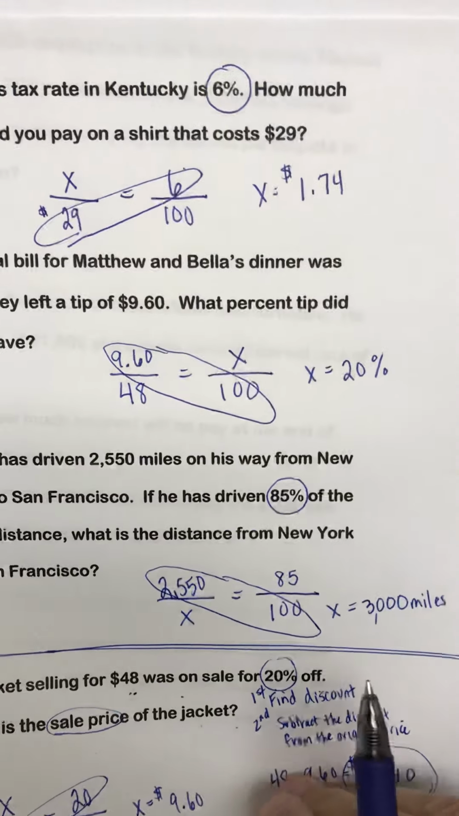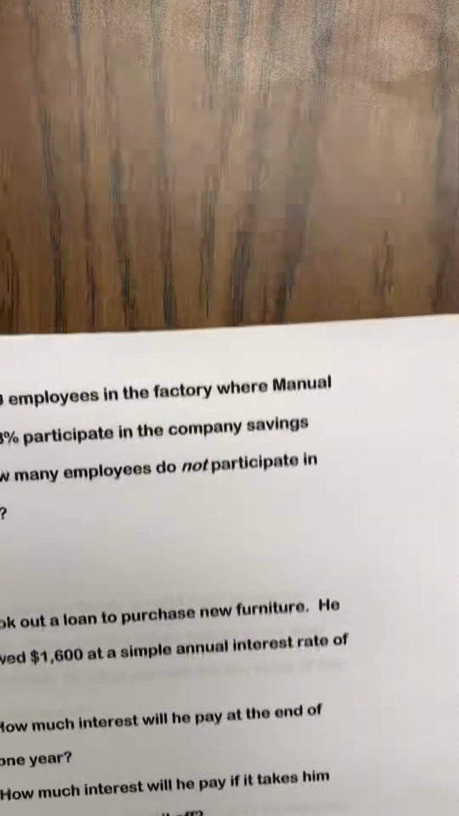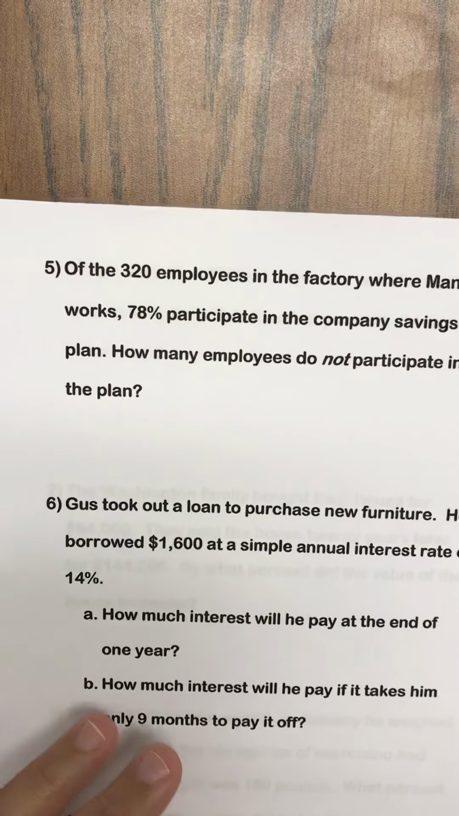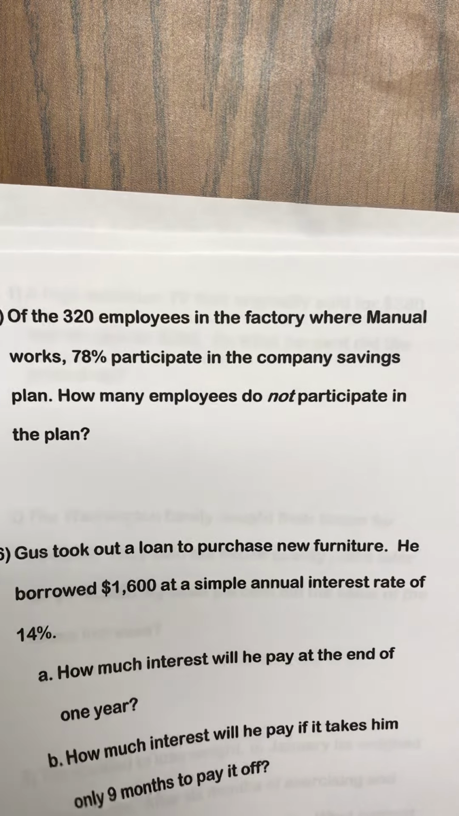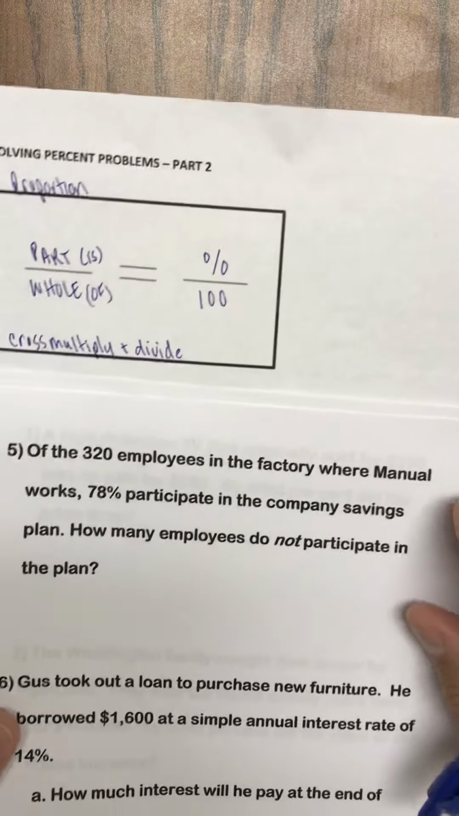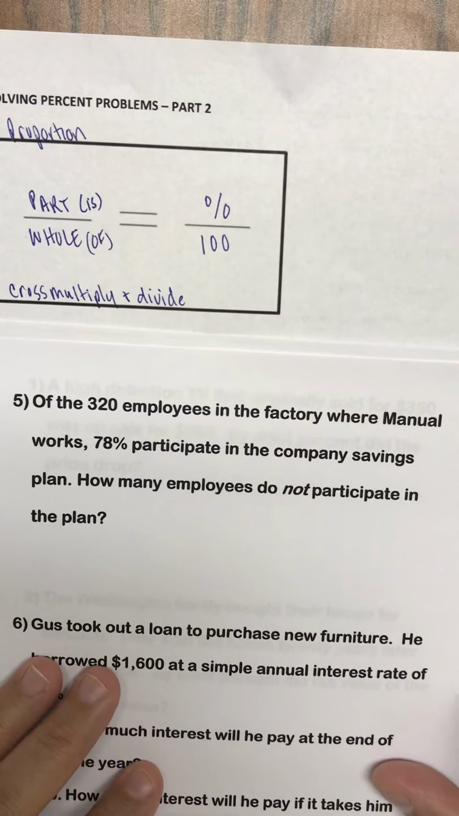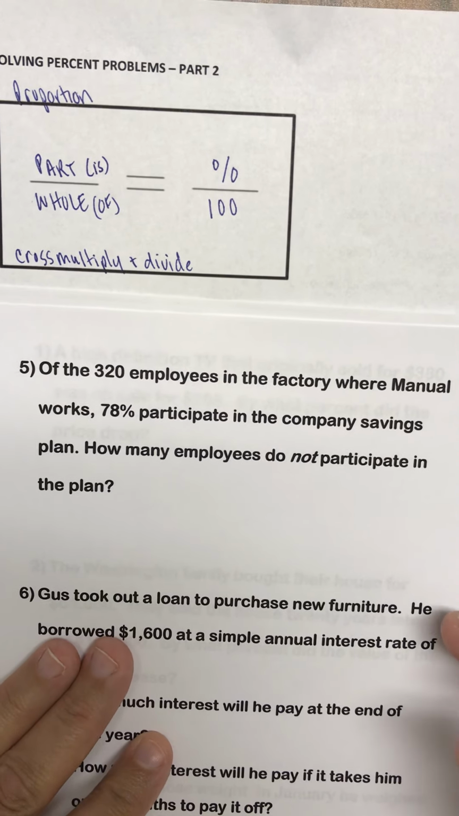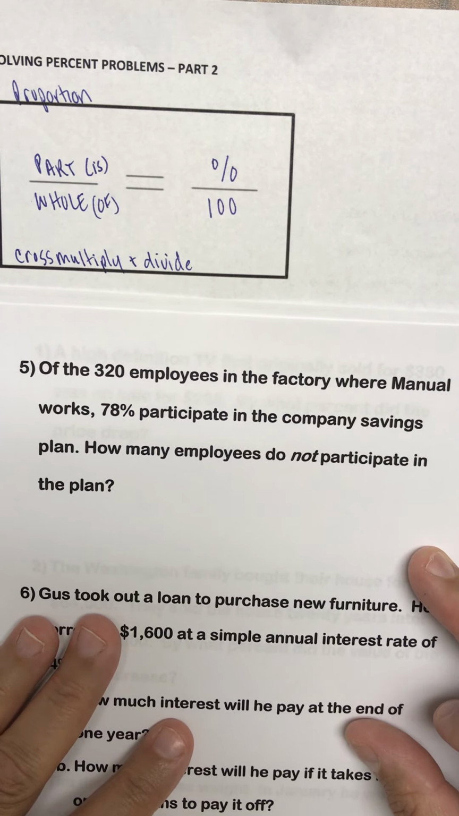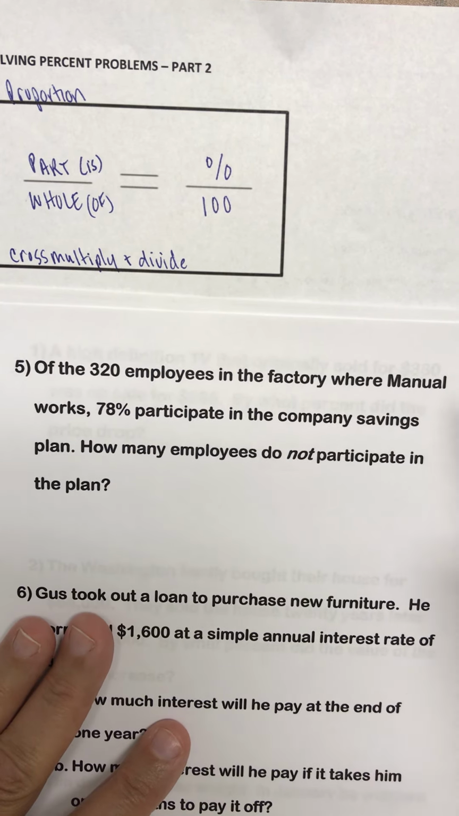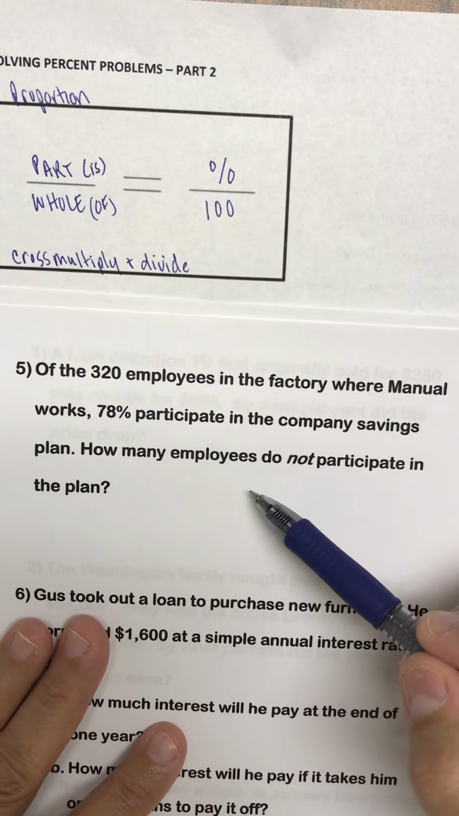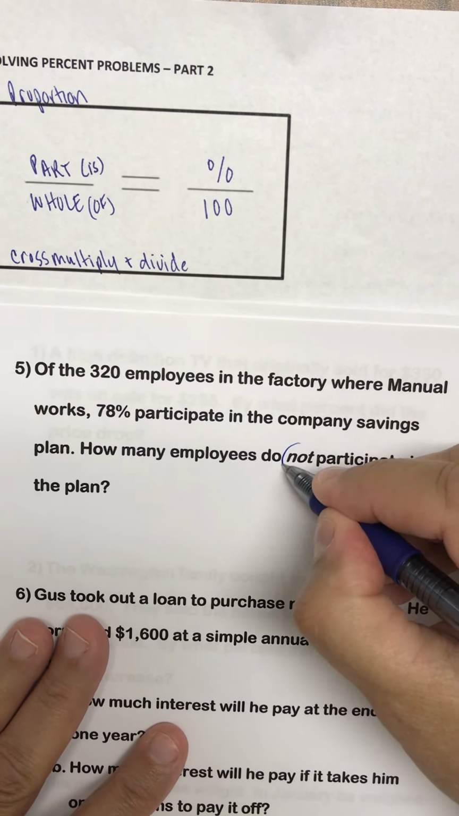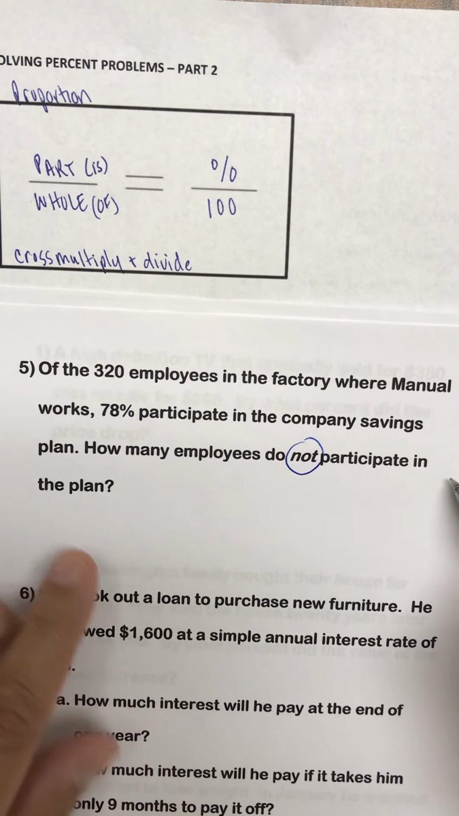Okay, we're going to move on to some more problems, multi-step problems. So right here, I'm going to go to number 5. I'm going to try to keep my paper so you can see that cross multiply and divide up there. Okay, hopefully you can see this. Number 5 says, of 320 employees in the factory where Manuel works, 78% participate in the company's savings plan. How many employees do not participate in the plan?